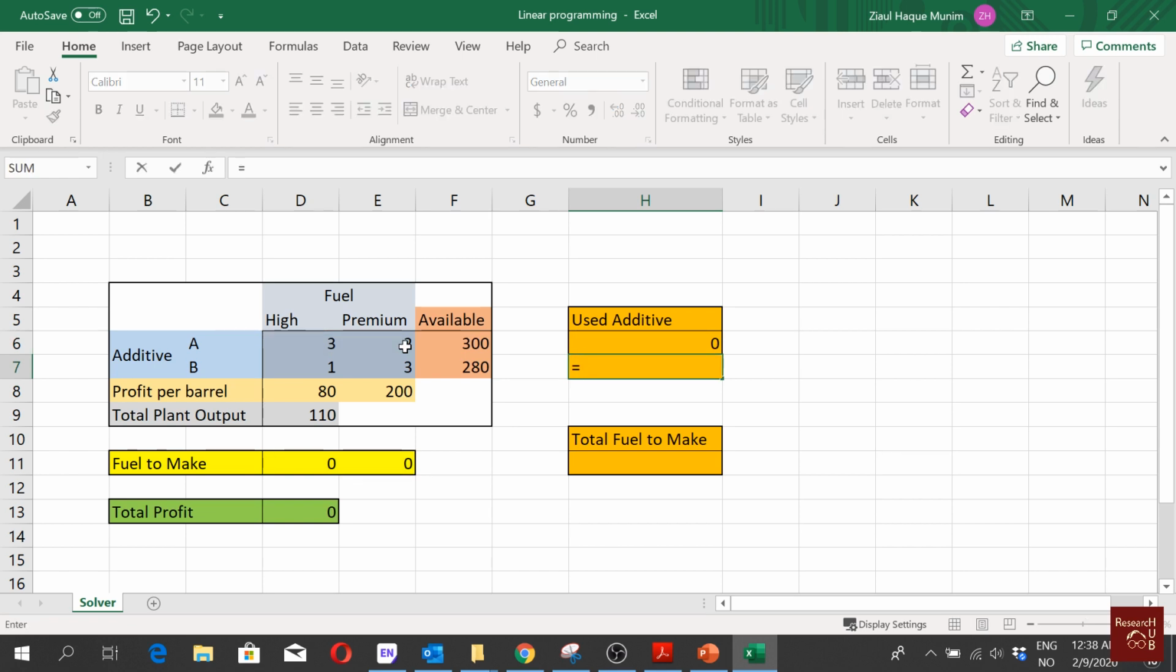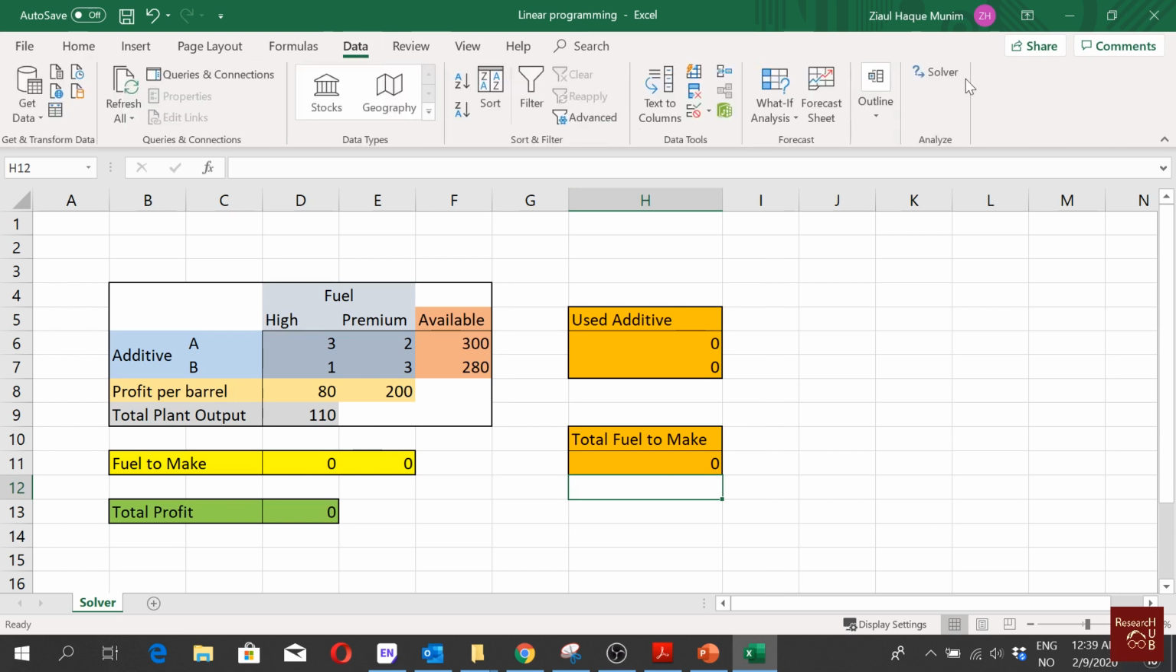Then again here for additive B, for each unit of high grade we produce, we need 1 unit of additive B, plus for each unit of premium grade we will produce, we will need 3 units of additive B, right? And fuel to make, the total barrels we will make is just the sum of these two. Okay, so that's how we set up our Excel file. Now we will go for the optimization.